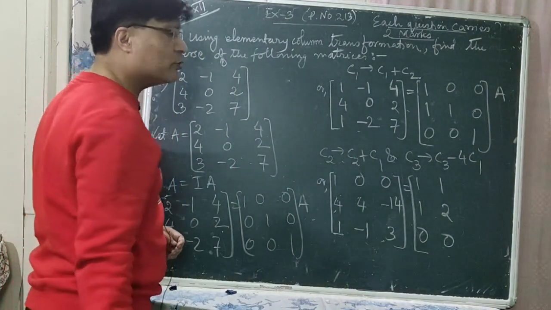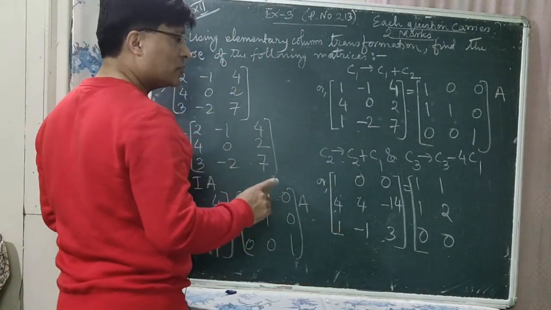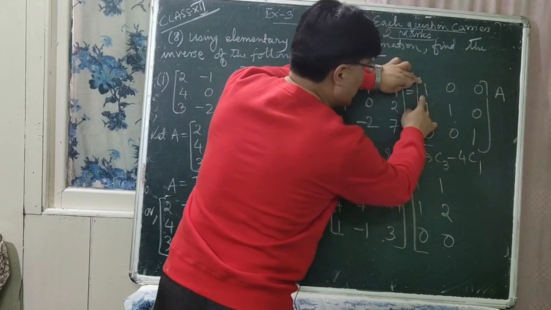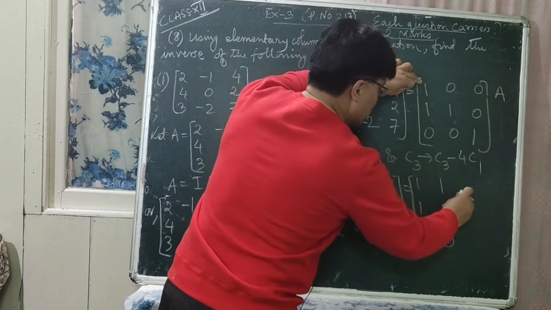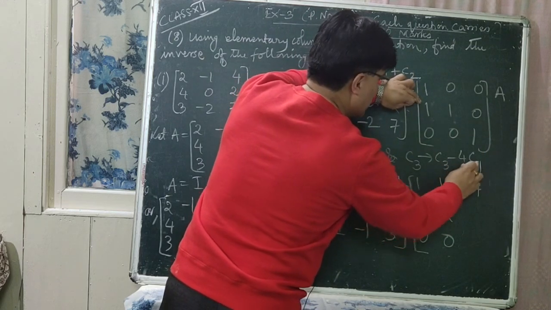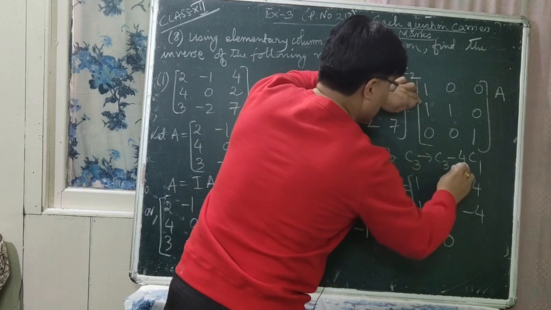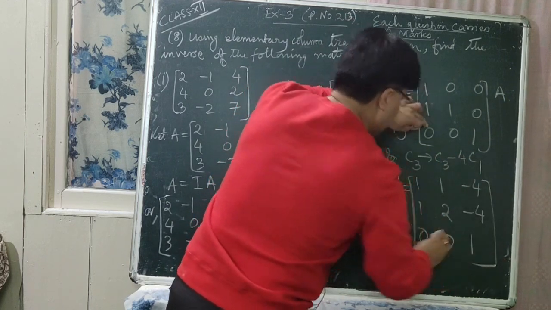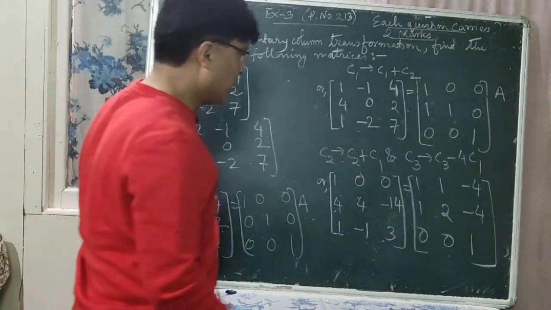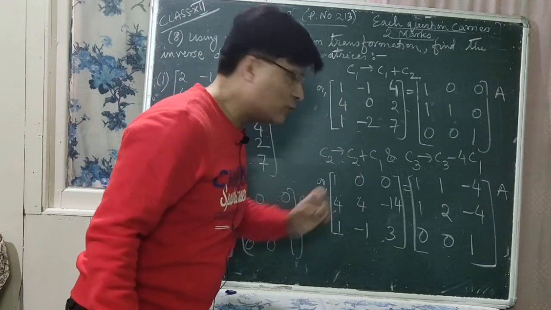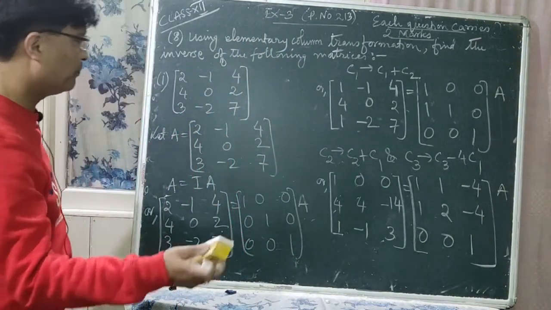Next, how does column 3 change? C3 is 0, then C1 is 1. 0 minus 4 ones is minus 4. Again 0 minus 4 ones is minus 4. Then 1 minus 4 zeros is 1. Right? And then you should write here A. So we made these two elements 0.